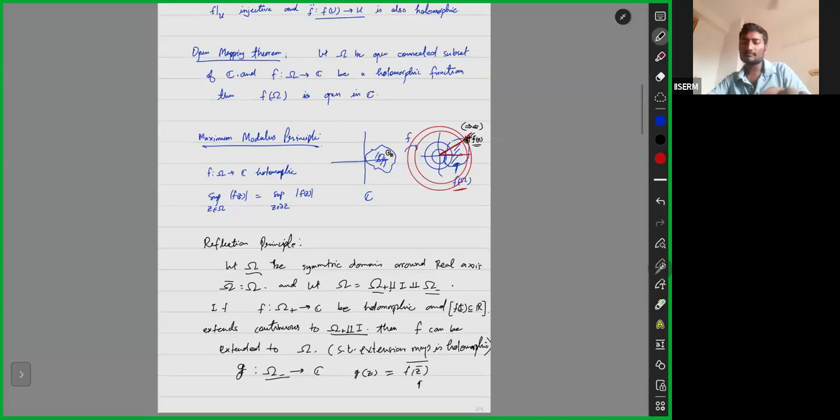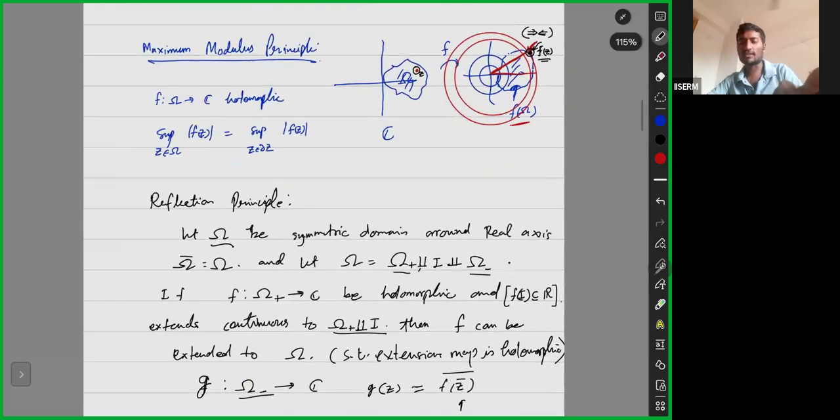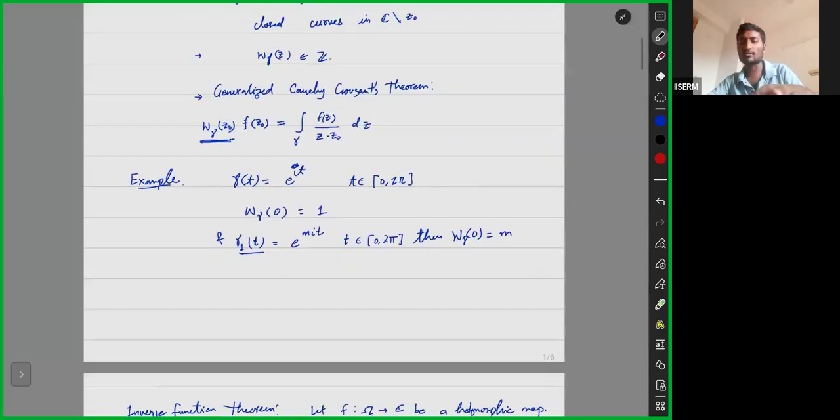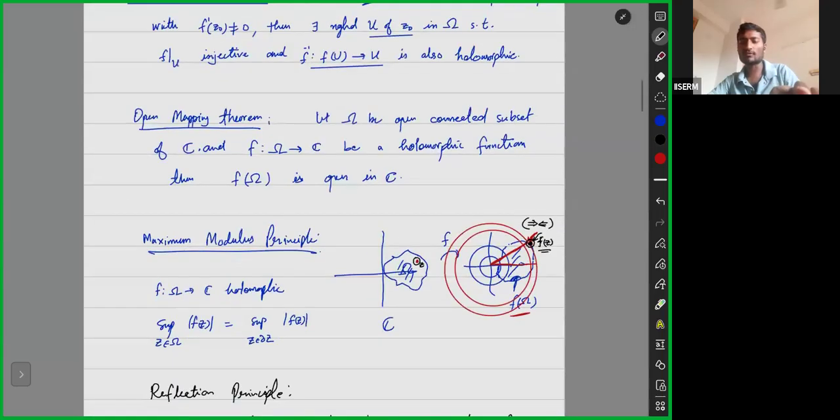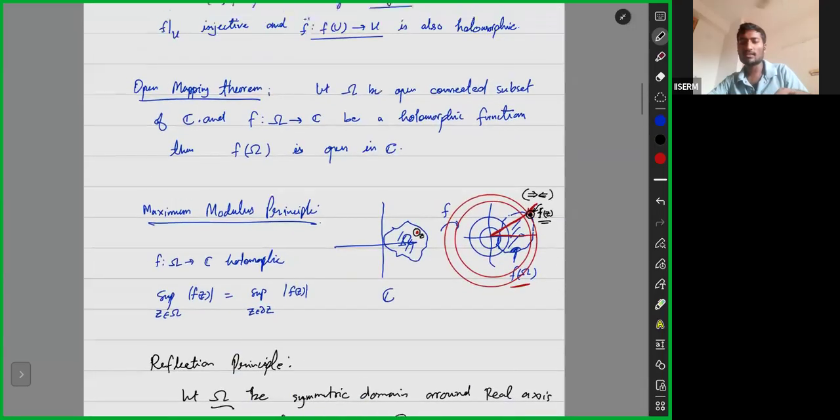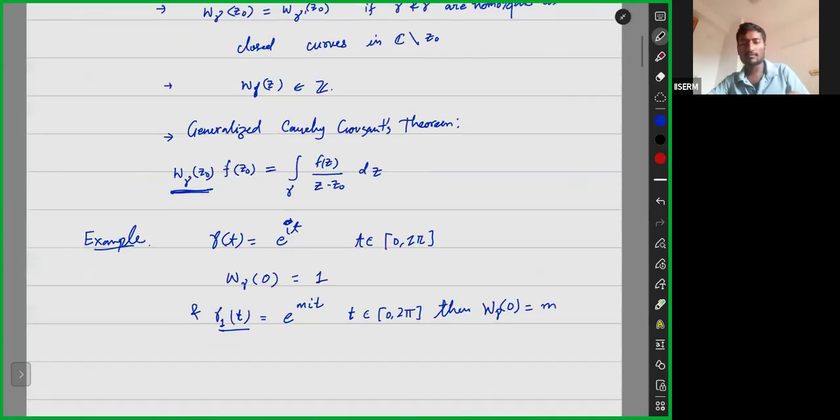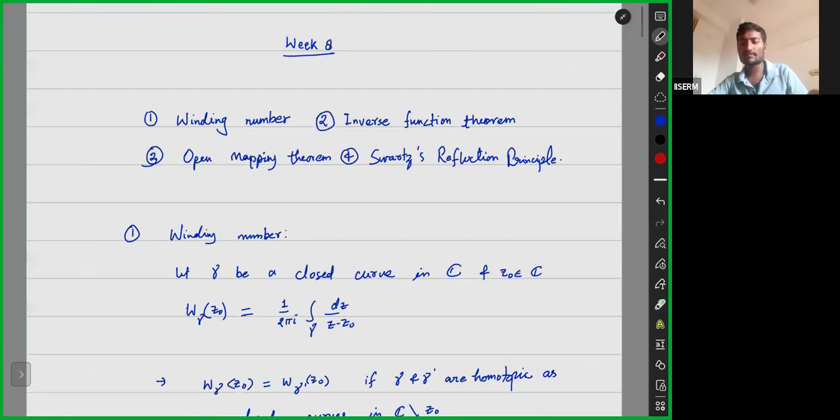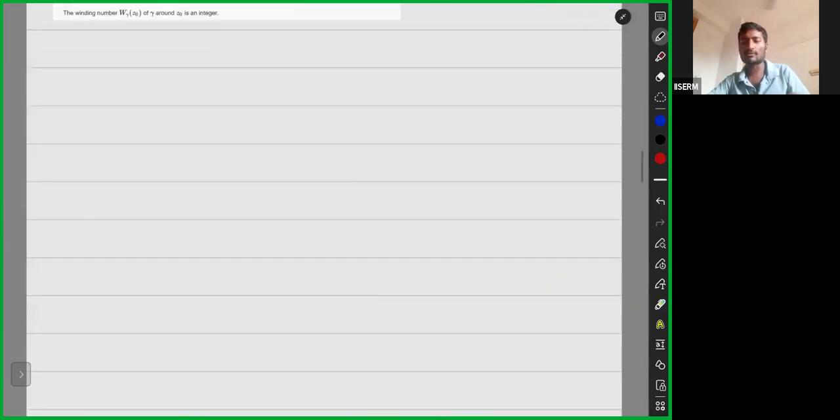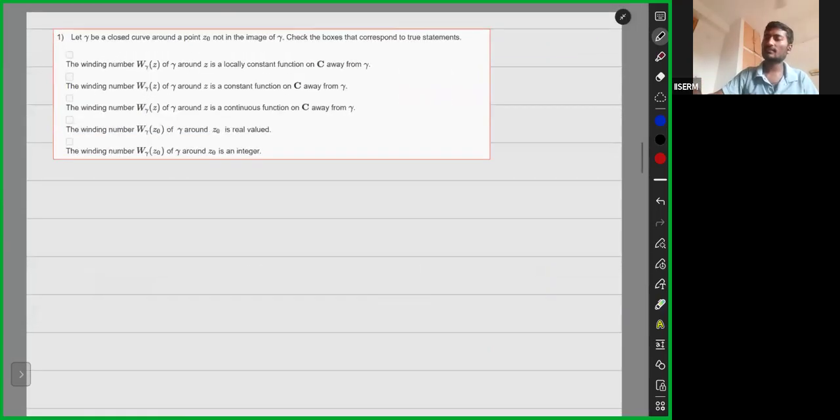Okay, so I think we have discussed most of the theorems. We are going to see some proofs of them. If you have any doubt, ask in the comments. We'll go on to solve some exercises now.